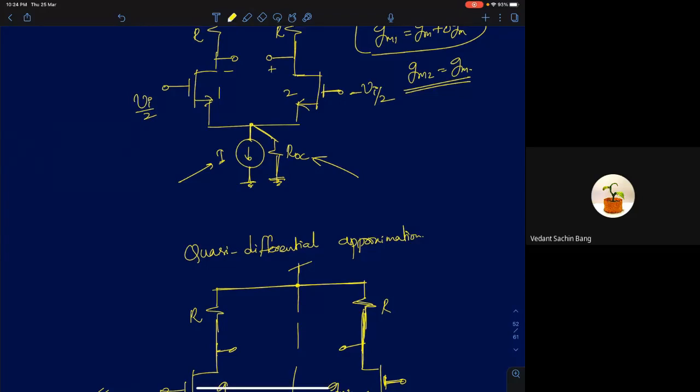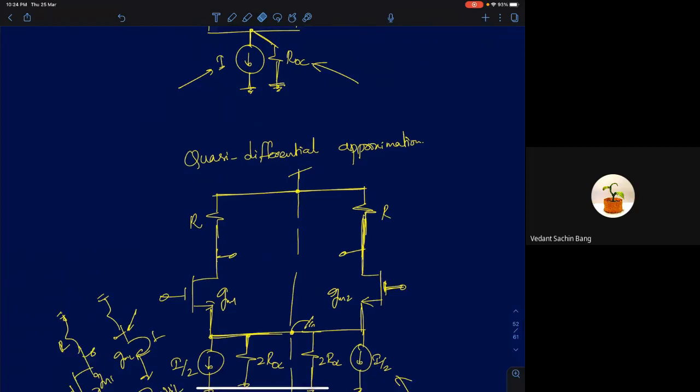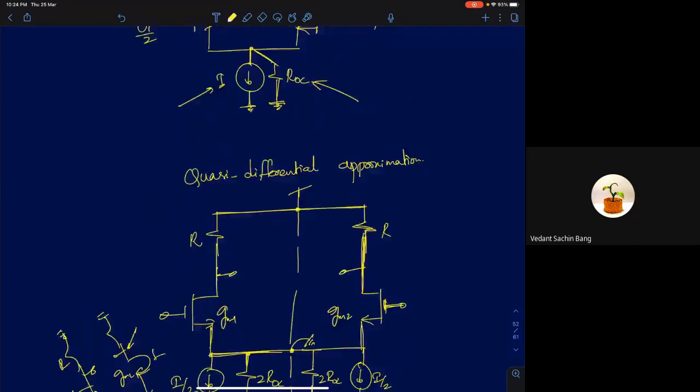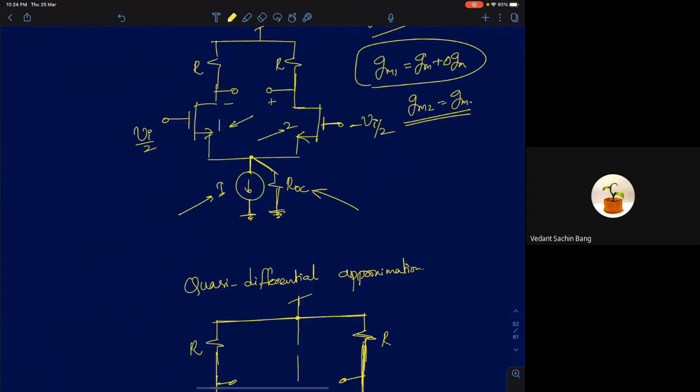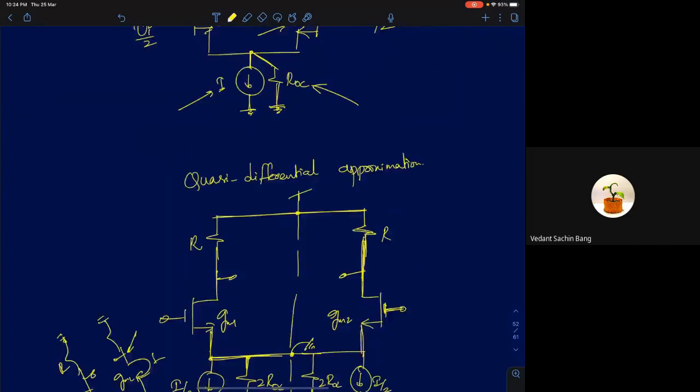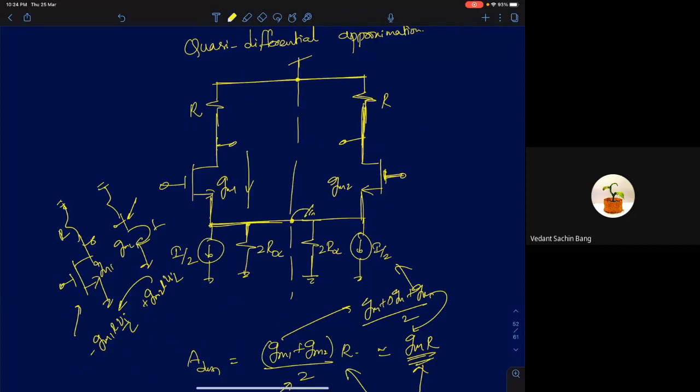One of you is asking, I wrote I by 2 and I by 2 here because your dimensions are not the same here. Is it okay to assume I1 and I2 are splitting equally? As I said, for quasi-differential, you can assume that. That's an approximation I'm making, an assumption. I'm assuming the currents are nearly the same, but in reality, it will not be the same. The currents will also be slightly different.